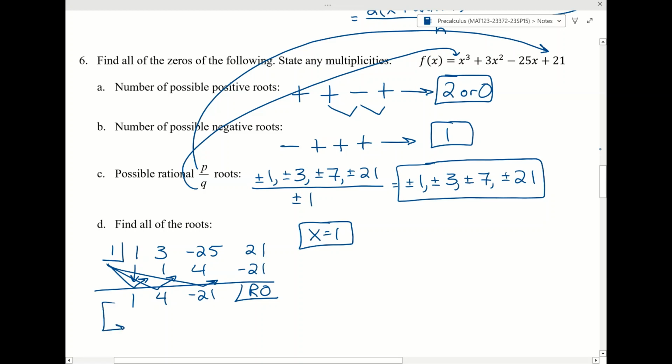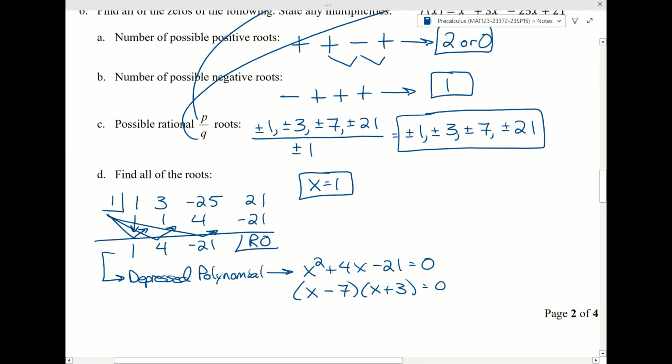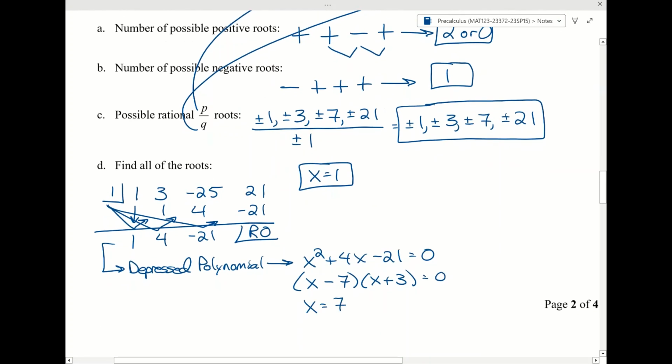What we're left with is called a depressed polynomial, which is always 1 degree lower than the original problem. So if the original problem was x to the third and you already found one of those roots, this is going to start with x squared plus 4x minus 21, which factors, and we get the other 2 roots, which are 7 and negative 3, by setting those factors equal to 0.